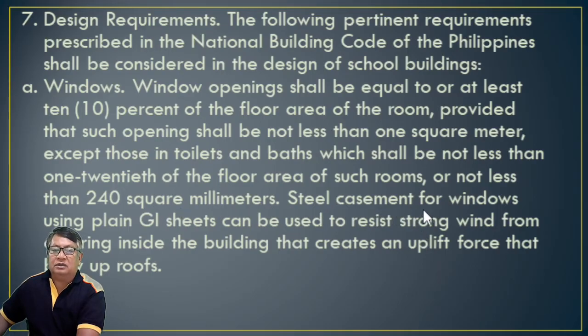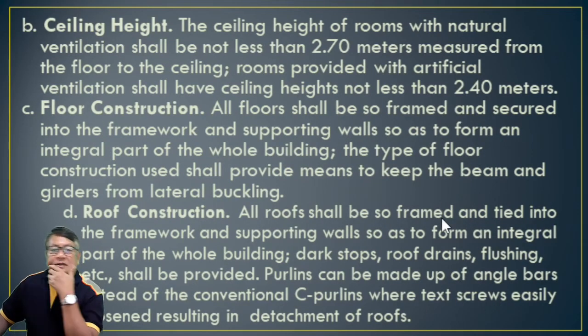Still, casement for windows using plain GI sheets can be used to resist strong wind from entering inside the building that creates an uplift force that blows up roofs. Okay? So, we also have here the ceiling heights. It is emphasized here that the ceiling heights shall be not less than 2.7 meters measured from the floor to the ceiling.